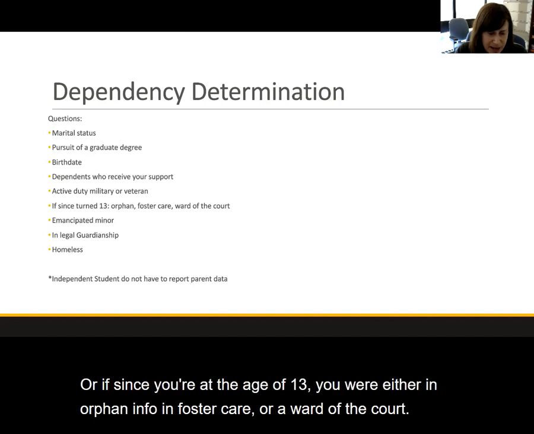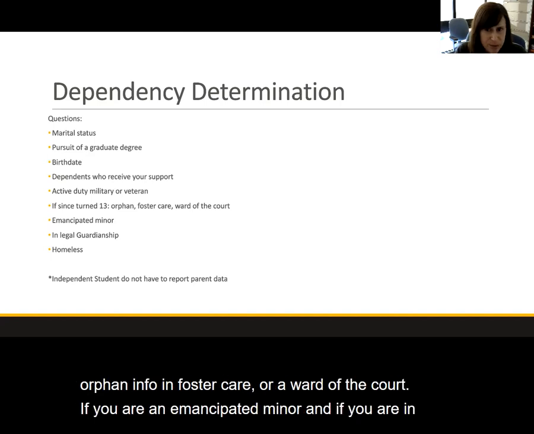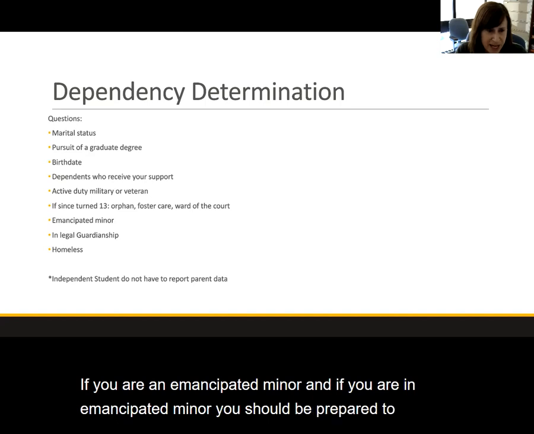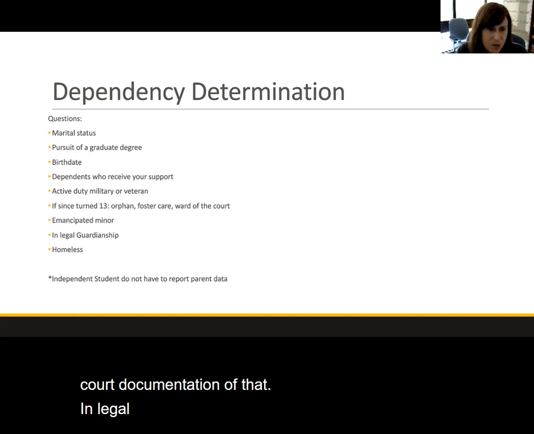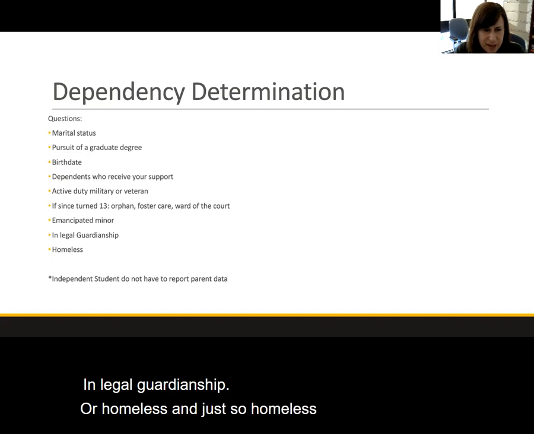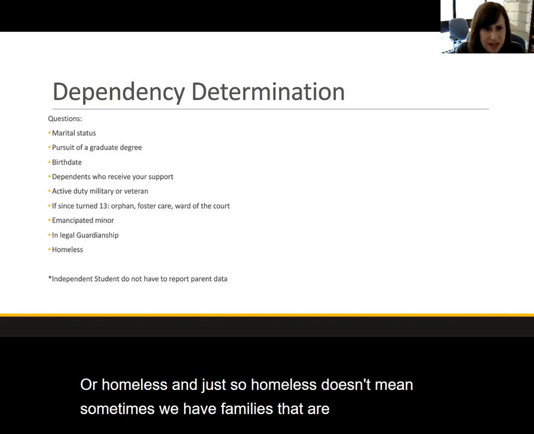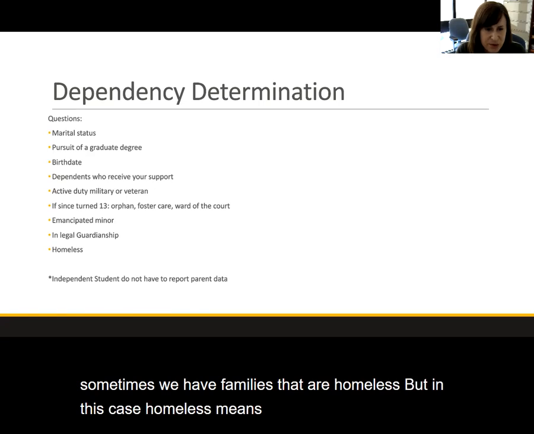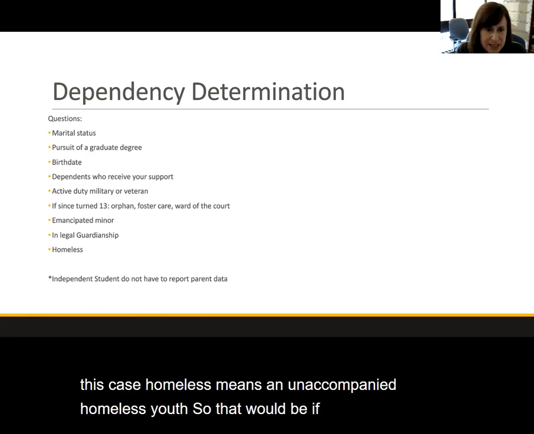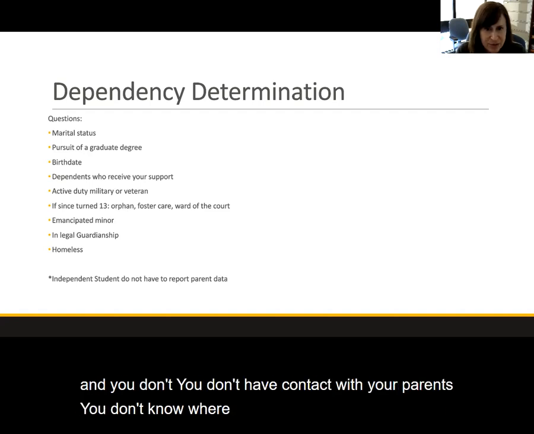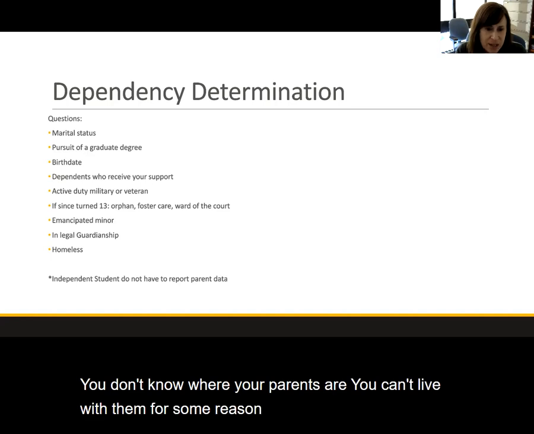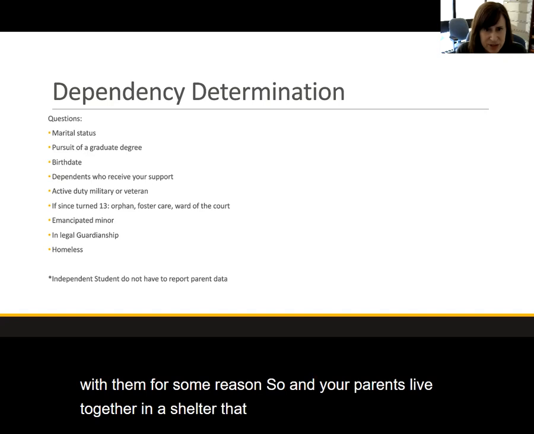If you are an emancipated minor, you should be prepared to show court documentation of that. In legal guardianship or homeless. And just so you know, sometimes we have families that are homeless, but in this case, homeless means an unaccompanied homeless youth. So that would be if you are homeless and you don't have contact with your parents, you don't know where your parents are, you can't live with them for some reason. So if you and your parents live together in a shelter, that wouldn't necessarily be the answer to this question.